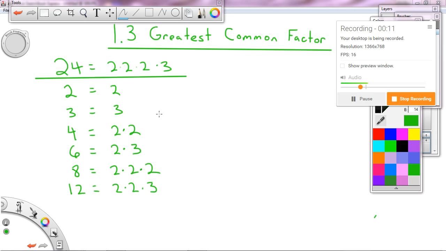What else? Can I get another 2? No, because 90 only has 1 2 to give. Let's see, do they all have a 3? There's 1 there, and 1, sure enough. Okay, so let's write it out here.